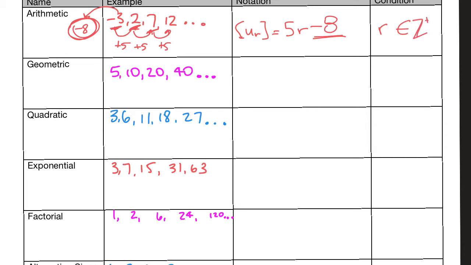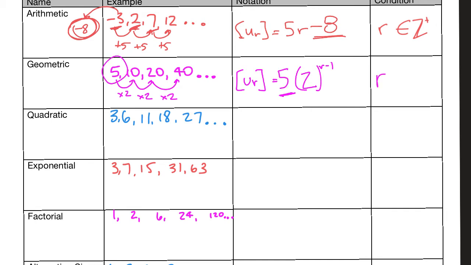Okay, next, the geometric one. And again, you've done these before also. The pattern here is multiplicative. You're multiplying by 2, and you're multiplying by 2, and you're multiplying by 2. So the rule, at least how you start it, is you have whatever you're multiplying by raised to the r minus 1, and then you also need here whatever the first term is. And again, here the condition is that r has to be an element of the positive integers.